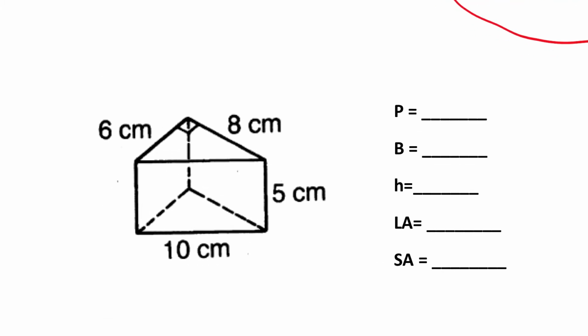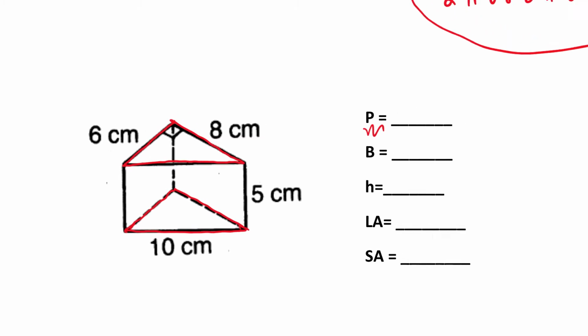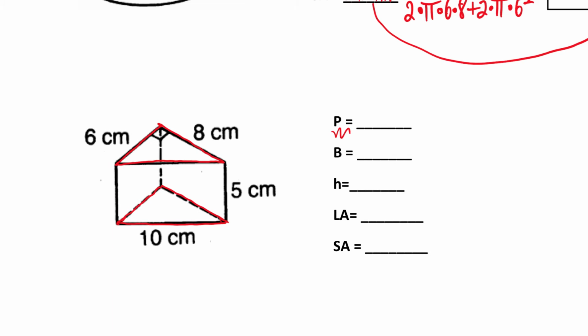All right, on this one, perimeter of the base. So on this one, I need to find the perimeter of this base, which is the same thing as this down here. I could look at either one of them. But how long are the three sides of that triangle? 6, 8, and 10. So for the perimeter, I'm just going to add those up. 6 plus 8 plus 10. Which is what? 24.